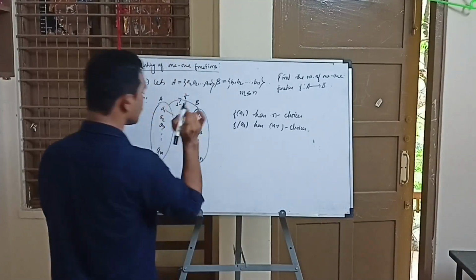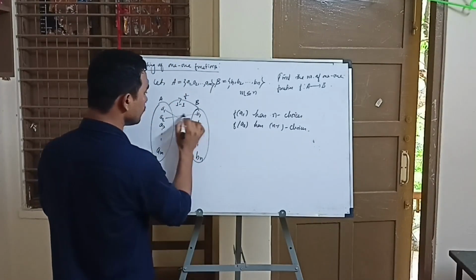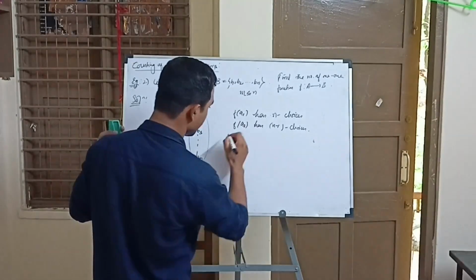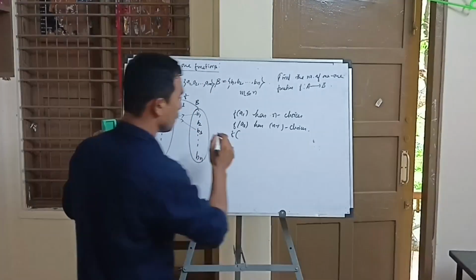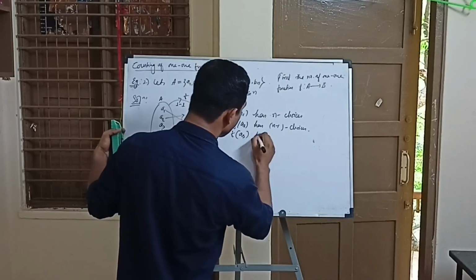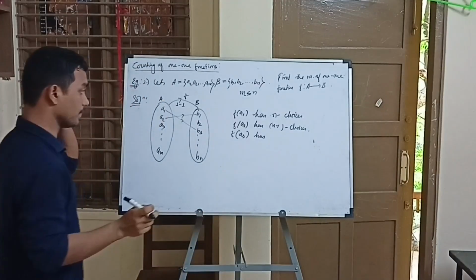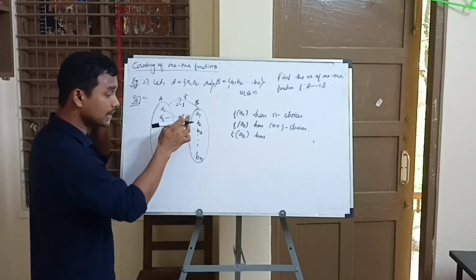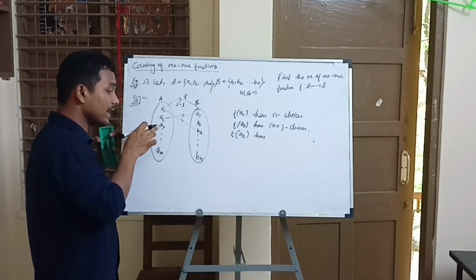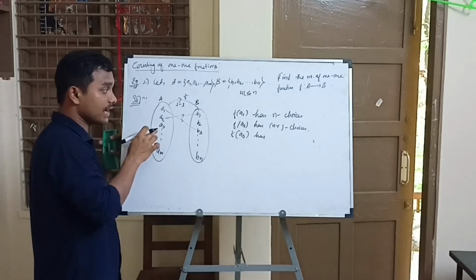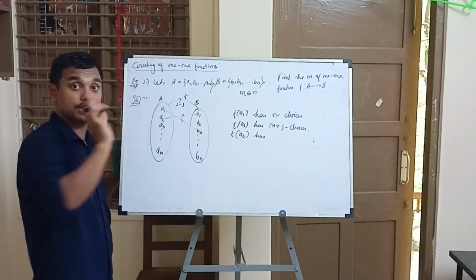Similarly, suppose f of a2 is b1. We are only assuming here. Then f of a3 has how many choices? f of a3 has n minus 2 choices, because f of a3 cannot be b3 and cannot be b1, because the function is one-one.